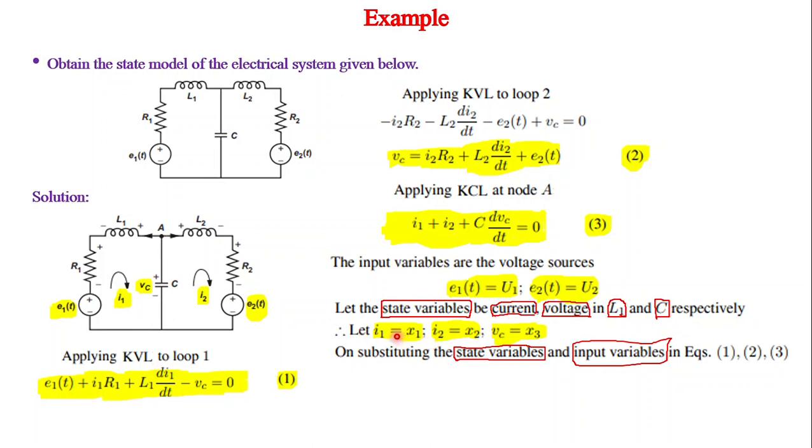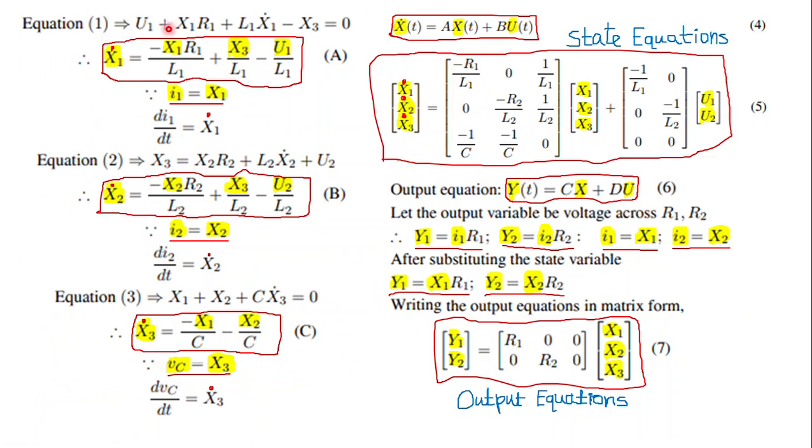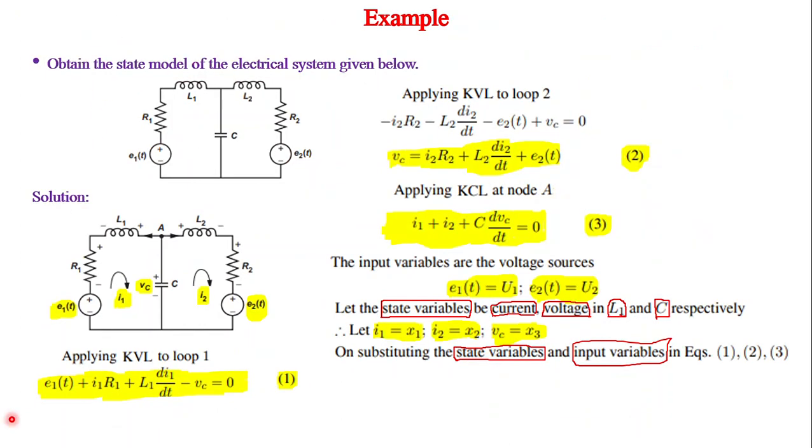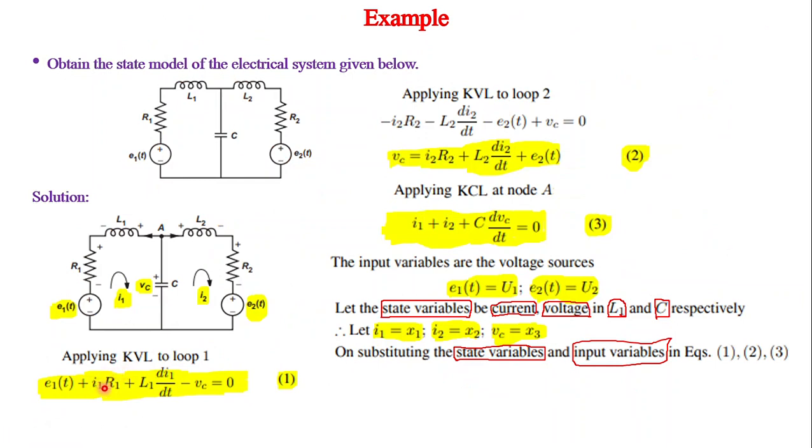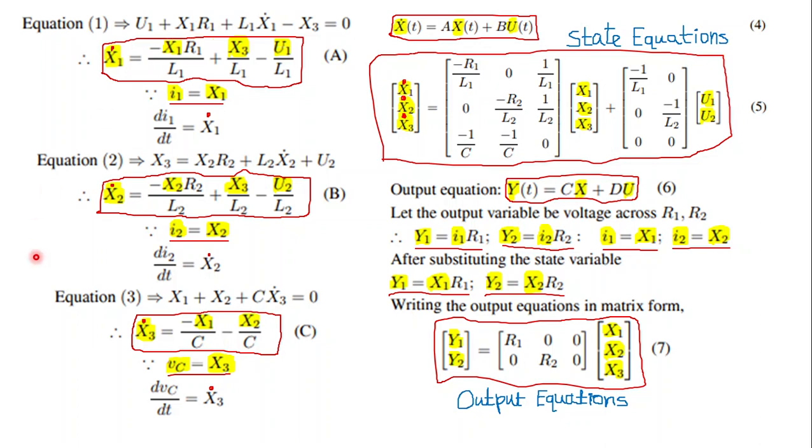So if we substitute these state variables and input variables, that is instead of I1, I2, Vc, E1, E2, if you substitute the state variables and inputs, how these equations 1, 2, 3 get transformed, we will see. Let us see how this equation we got. What is E1 of t? E1 is U1, that is what we have written U1. What is the next term? I1 R1. What is I1? X1. Therefore R1 X1.